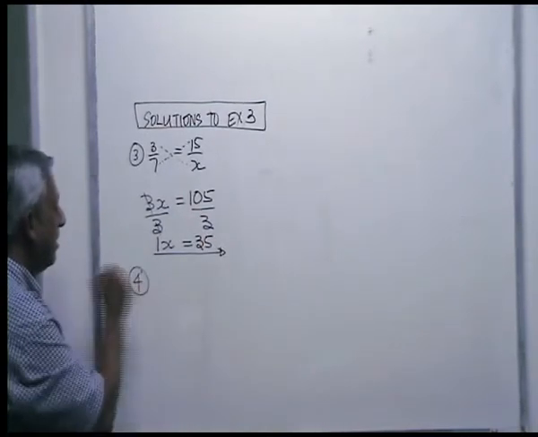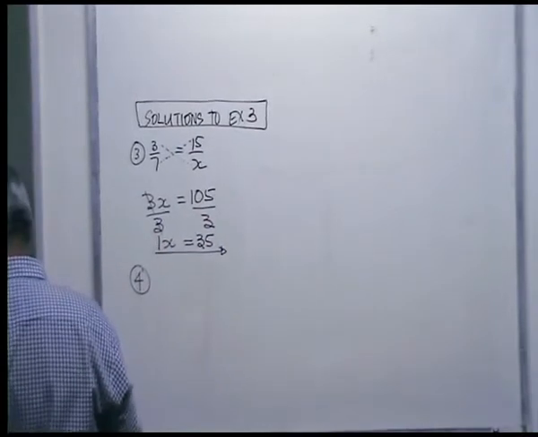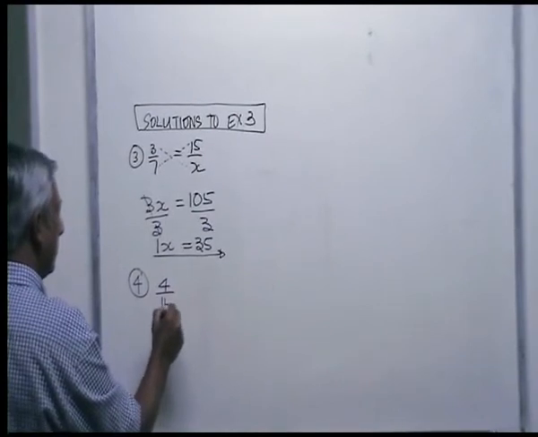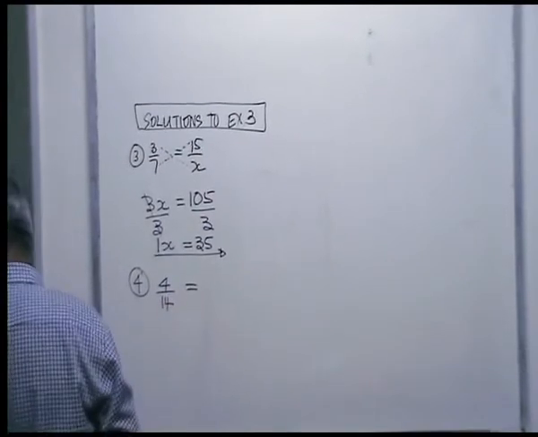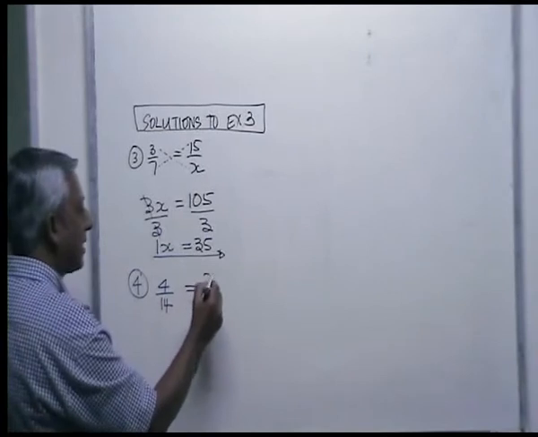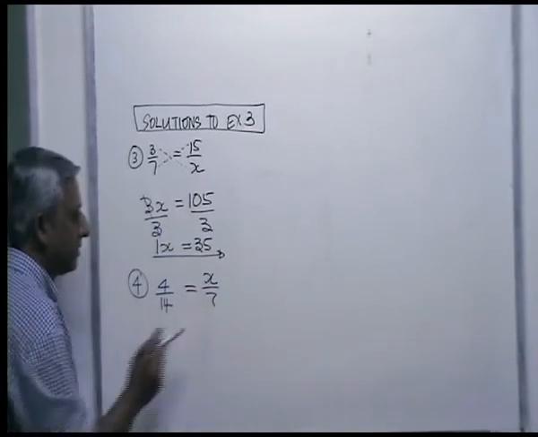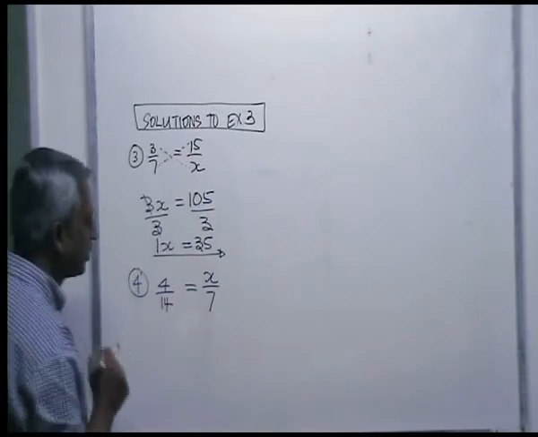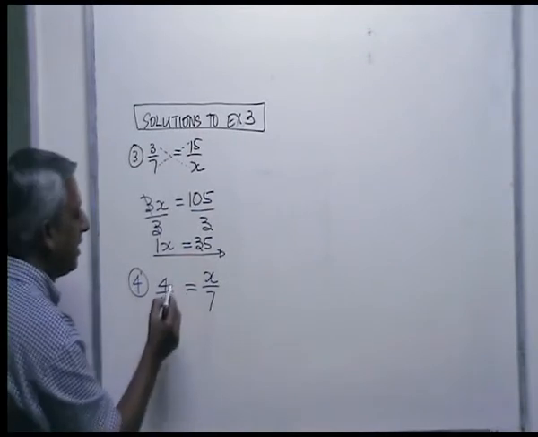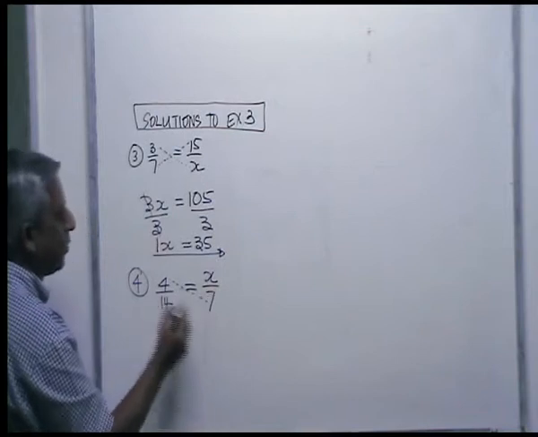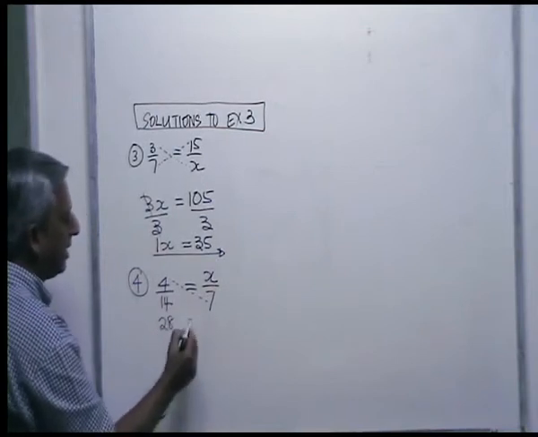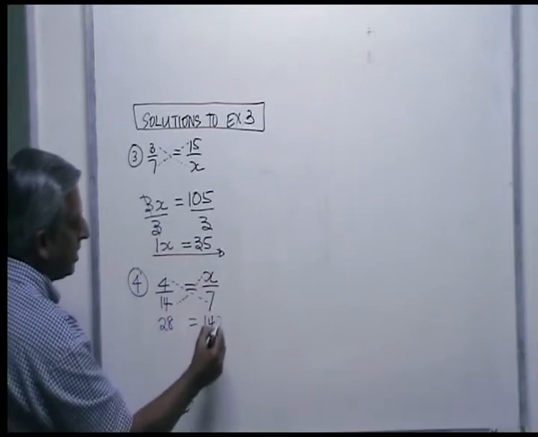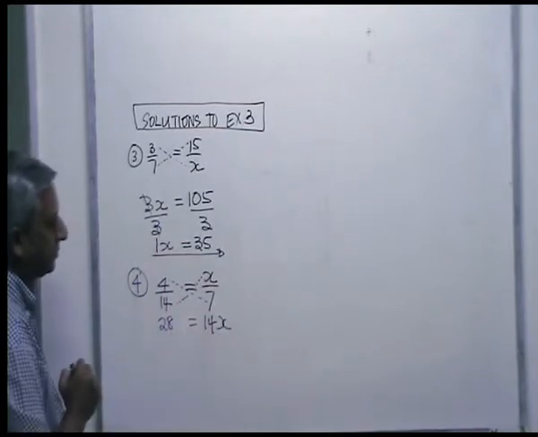And finally, number 4. Number 4, 4 over 14 is equal to x over 7. Now let me do this one differently. Let's say I made a mistake. Let's say I said 4 times 7 is 28, and 14 times x is 14x, and I wrote it like that.